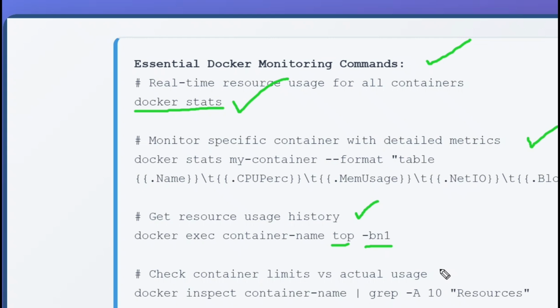Here is the one command to compare the limits versus actual usage: how much the resources are limited to and how much the actual usage is happening. This will help you see what limits were set for that particular container, and how close the container is to hitting those limits. The command is docker inspect container-name | grep -A 10 Resources.